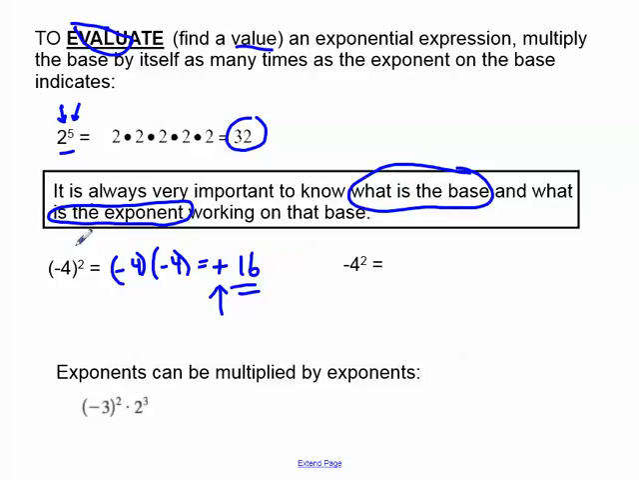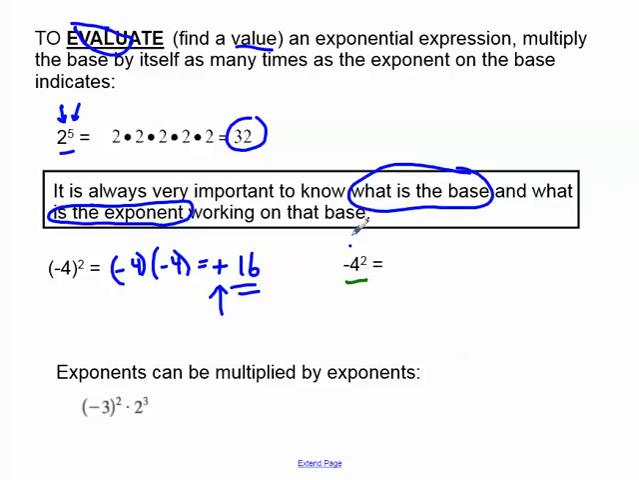Now I put this one over here and this one here because they look really similar, but the evaluation comes out a little bit different. Let's take a look at (-4) squared. It's different from this one because the negative is inside the parentheses here. That means my base is -4. Multiplied by itself twice, I get a positive 16.